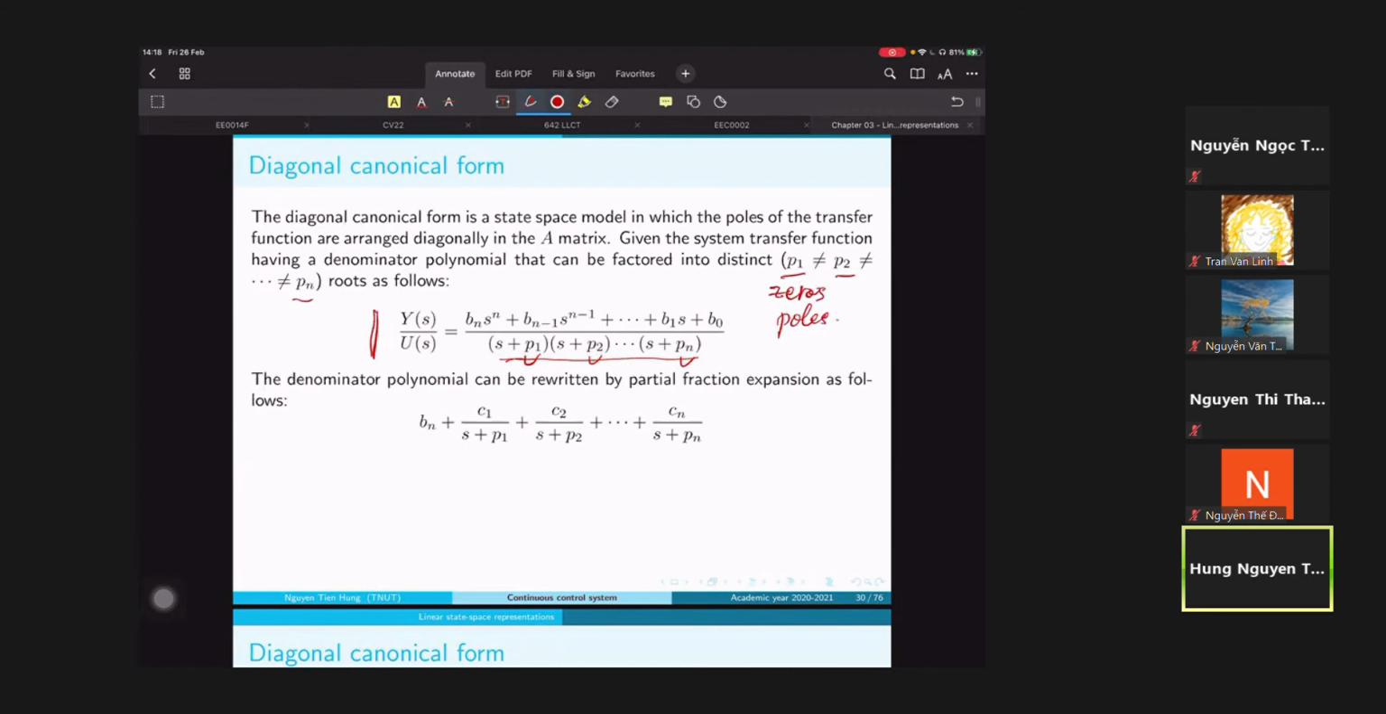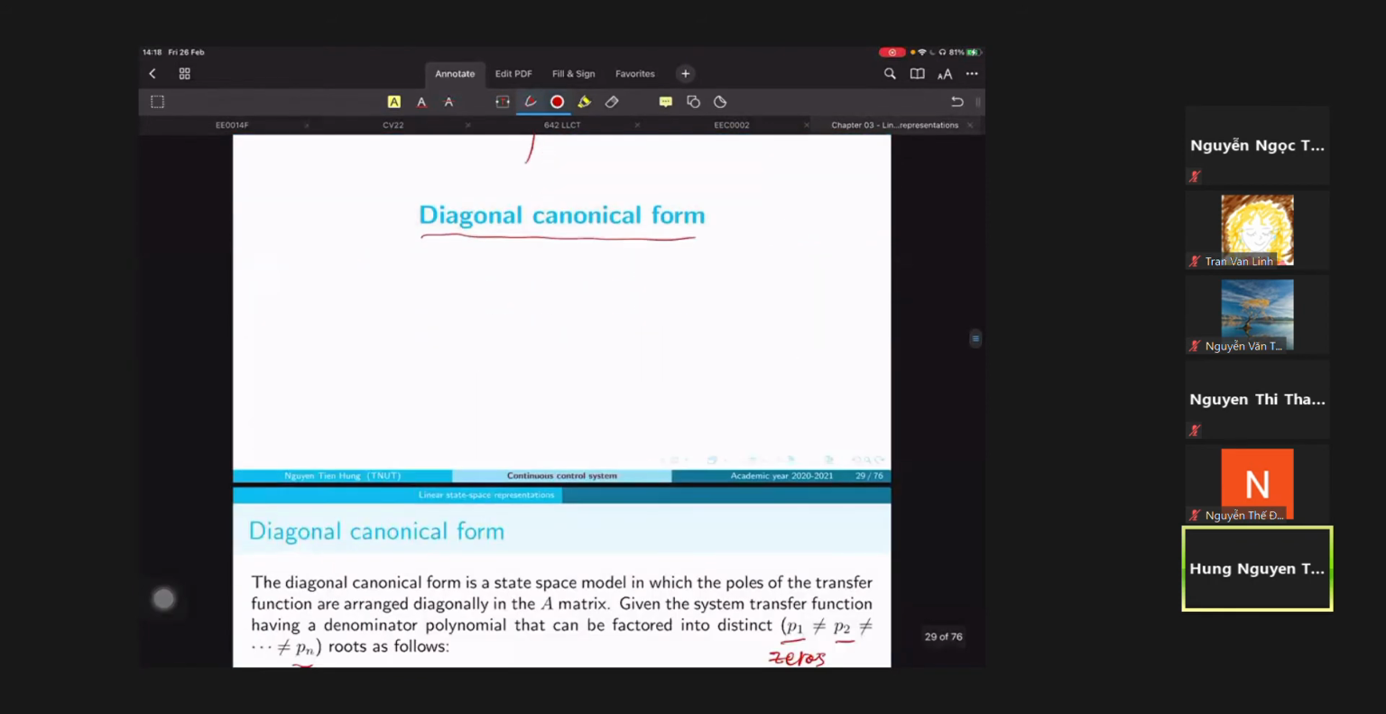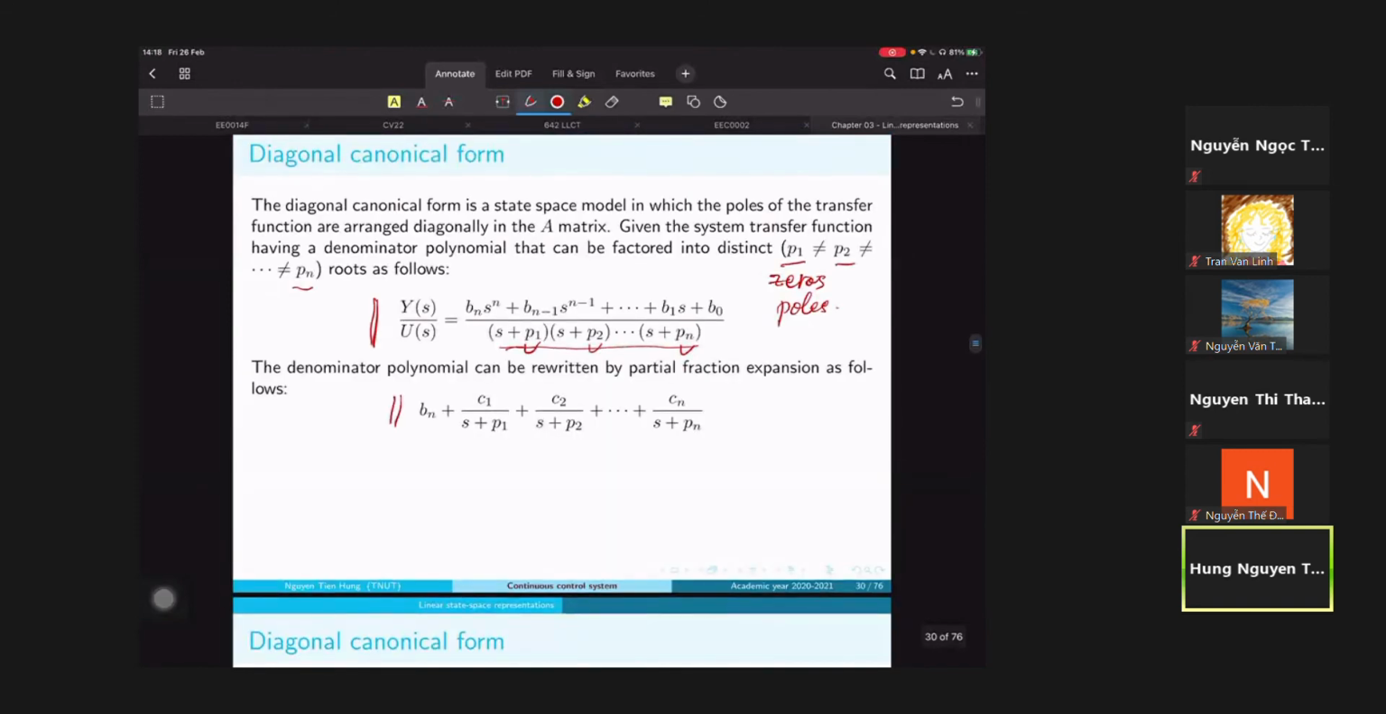If some of them are identical, then we have another form, which I will show you later. But at the moment, we assume that all P1, P2 up to Pn are distinct. If they are distinct, then we can rewrite the system in this form, separating it into fractional components like this.